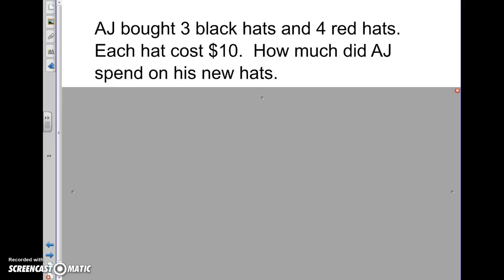AJ bought 3 black hats and 4 red hats. Go Blazers. Each hat cost $10. How much did AJ spend on his new hats?